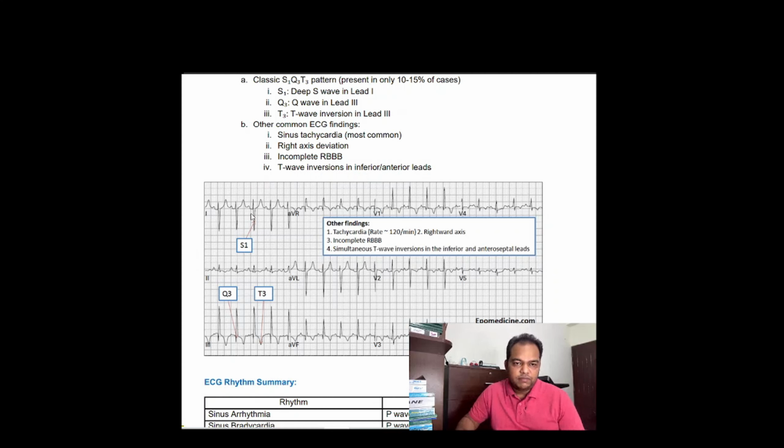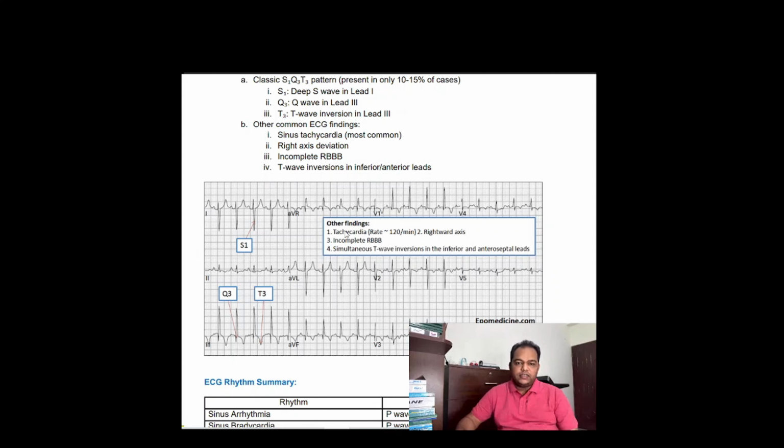This is the deep S wave in lead 1. Q3 represents a Q wave in lead 3. This is the Q wave in lead 3. And T3 indicates T wave inversion in lead 3. These are the T wave inversions in lead 3. So the classic sign is S1, Q3, and T3.